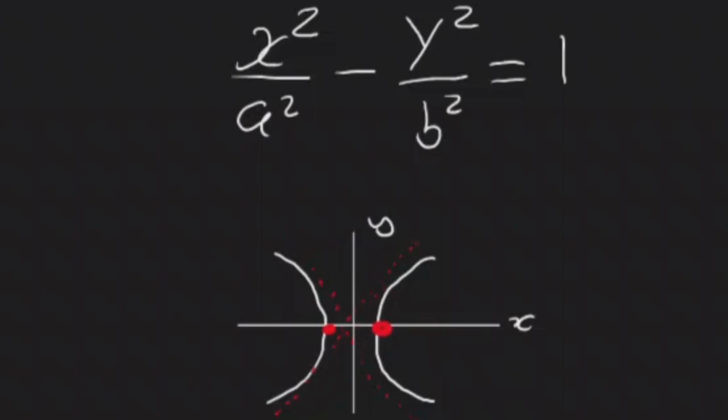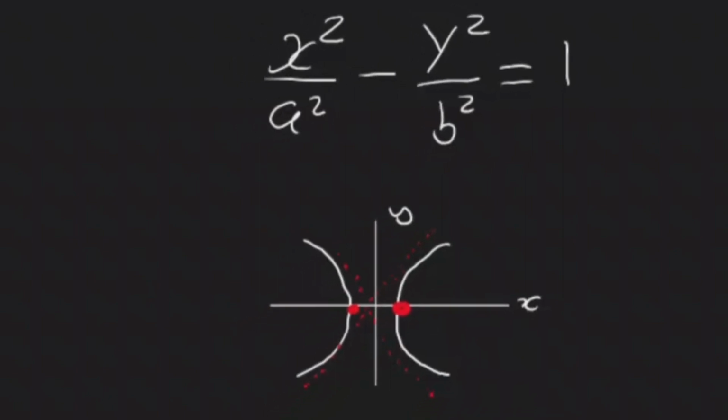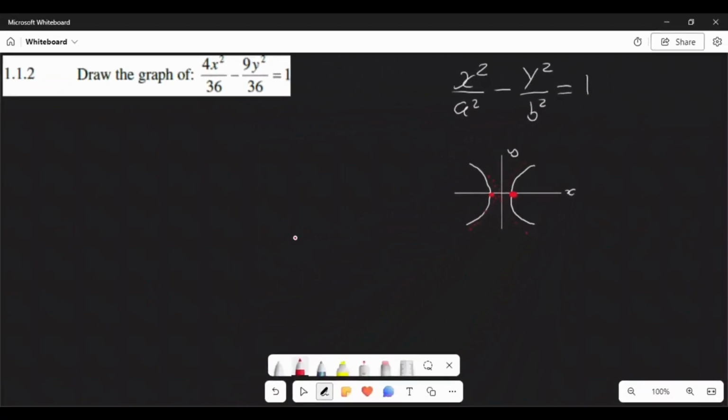I hope you guys can see this, right? And then we have another one where y is positive. So another one looks like this. They're still all central hyperbolas, by the way.